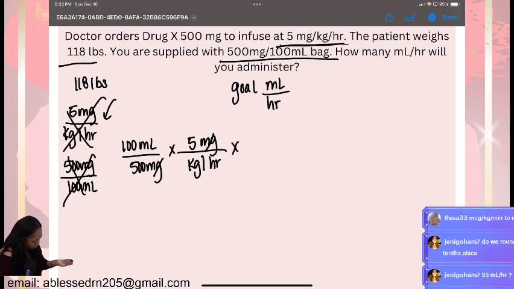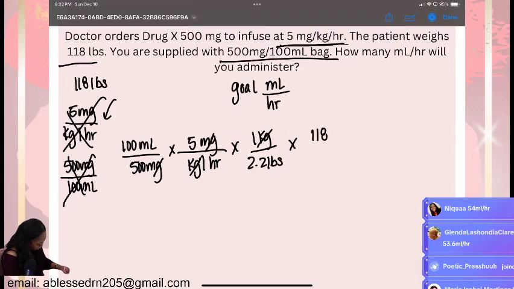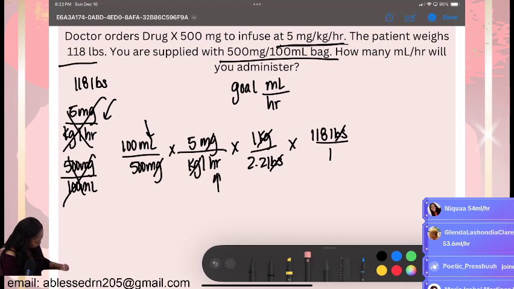Now we got our patient's weight. It's in pounds. We have kilograms at the bottom, so therefore we need kilograms at the top, and we need a conversion. So 1 kilogram is going to be 2.2 pounds. Gone. Okay. Now we got pounds at the bottom. We can put our pounds at the top. 118 over 1. Pounds are gone. And then, is that it? Because, yep, we got milliliters per hour. Yep. So I'm going to change this multiply to an equals and see what we got.